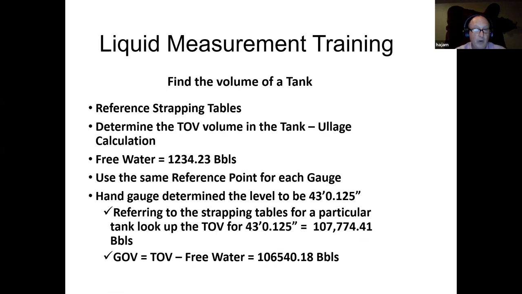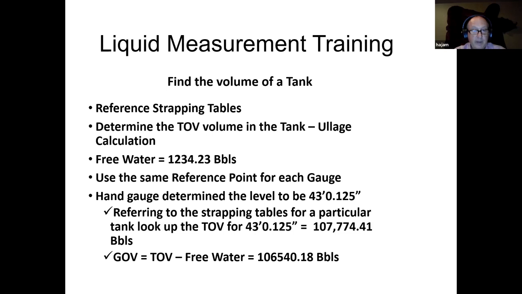A lot of ships almost always hold a water level in the tank, and you must know what that is. We use the same reference points for each of those gauges, whether we're looking for the total volume, the ullage calculation, or the free water. Based on the 43-foot hypothetical table, I really couldn't find an ullage table to use for my example. So I'm just going to hypothetically state this 43 feet, and that volume comes out to be 107,774 barrels.